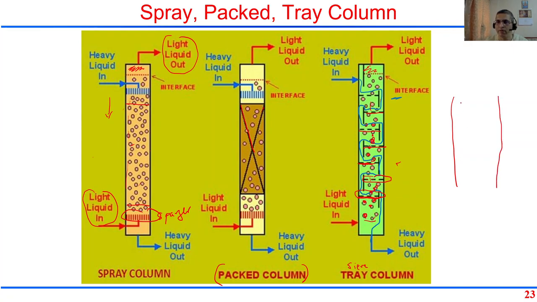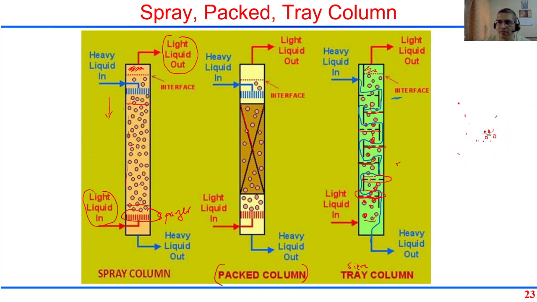Remember what we are doing. Liquid, we are allowing it to come from the top. Liquid accumulates on the tray. Liquid goes through the downcomer to the next tray. This is a sieve plate. Bubbles are generated. These bubbles coalesce here. New bubbles are generated here. So bubbles are created, coalesce, and the aqueous phase or the liquid phase goes down to the next tray through the downcomer. It is exactly the same as a gas liquid tray column.